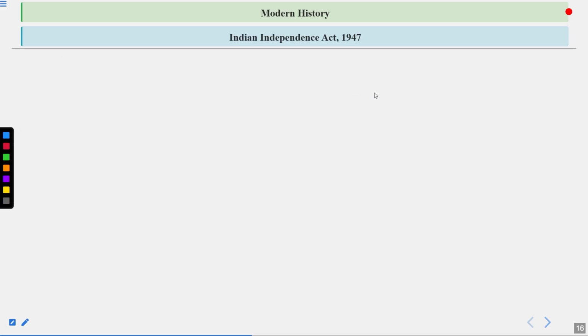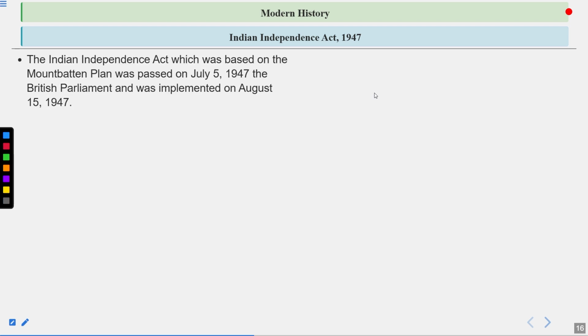Then came the Indian Independence Act of 1947, really important. This came after so many dialogues and meetings. The Indian Independence Act, which was based on the Mountbatten Plan, was passed on 5th July 1947 by the British Parliament, and was implemented on August 15, 1947. At that time, the British Prime Minister was Clement Attlee.